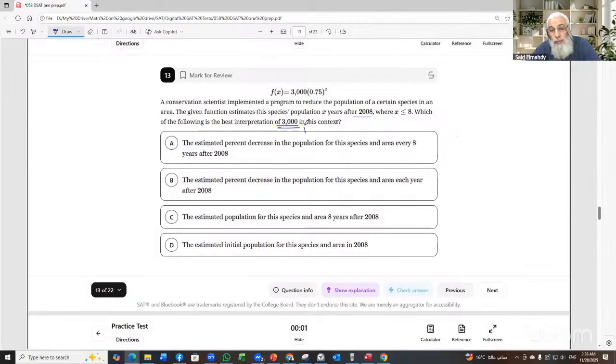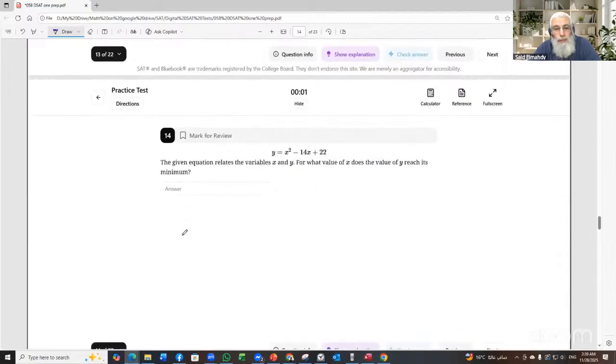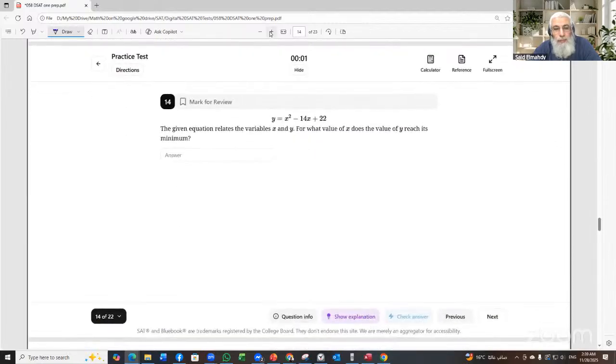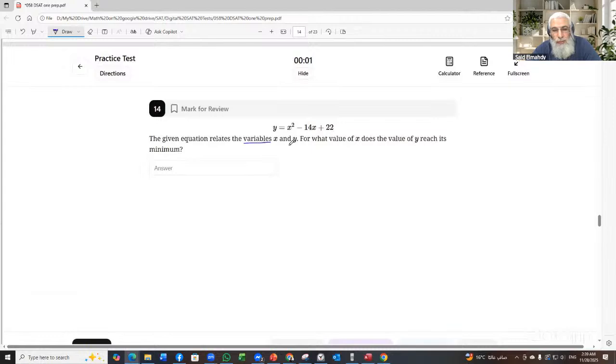This is the initial population, the population at the beginning or at the start, at 2008. The initial. The estimated percent of decrease, no. The percent of decrease, no. The estimated population 8 years after, no. The estimated population at the first, at 2008. This is the initial.